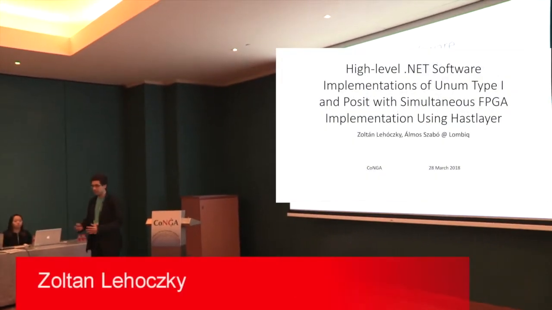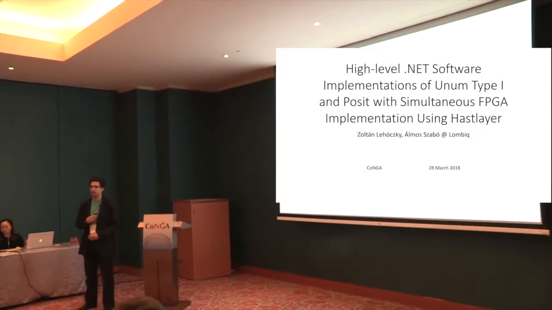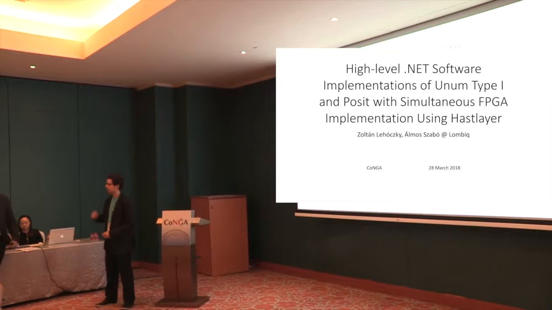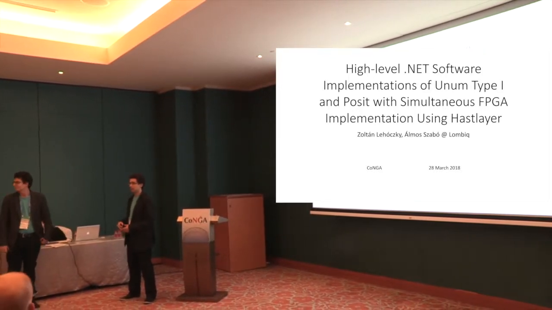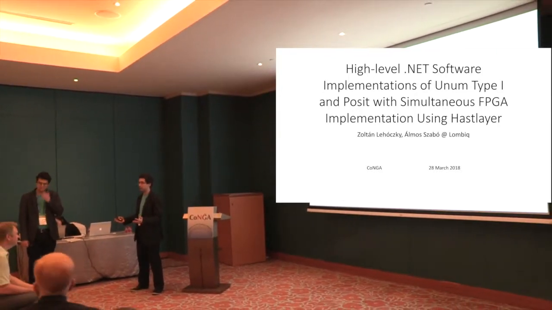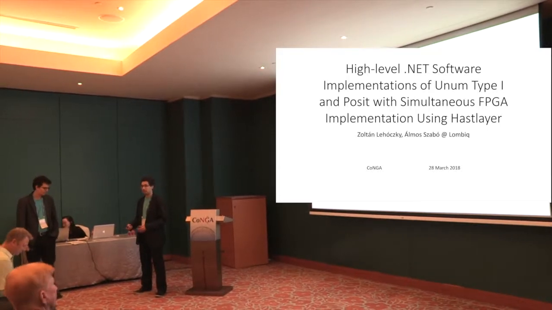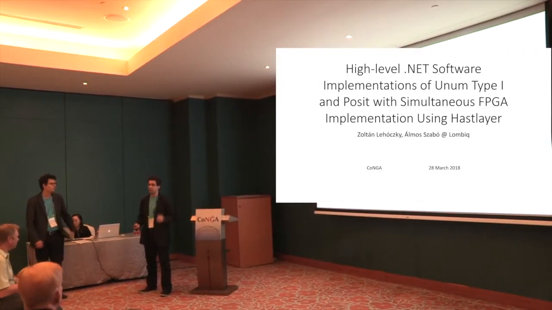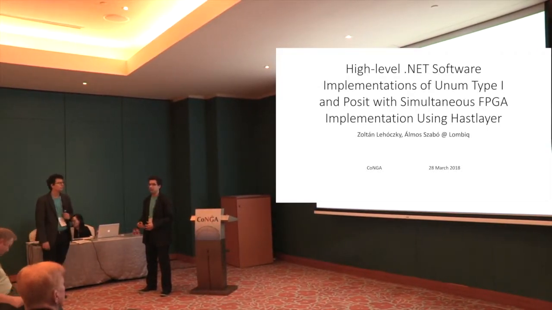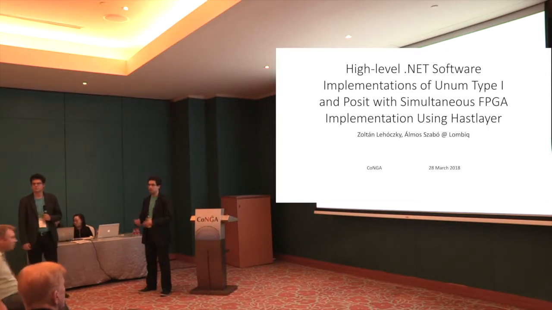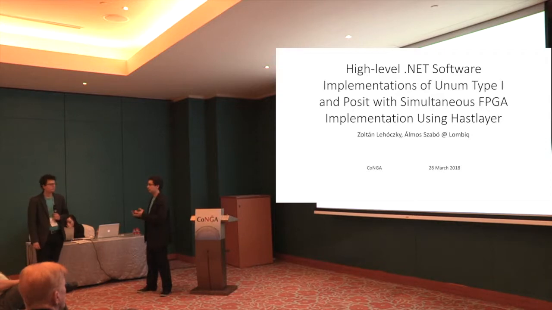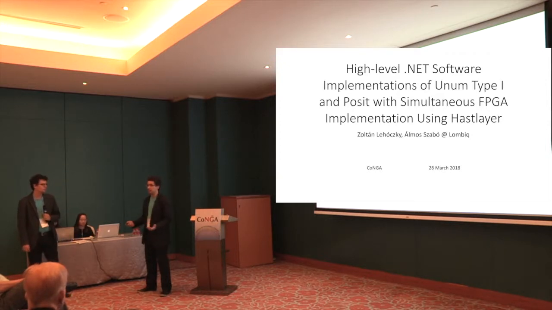Welcome everybody. I'm Zoltan Lehoczky, and with my colleague Almos Szabo, we would like to show you how we created a Posit implementation, and actually a Unum type 1 implementation as well before that, in a high-level programming language for the Microsoft .NET platform. At the same time, we also created an FPGA implementation of that with our own .NET to FPGA converter called Hastlayer.